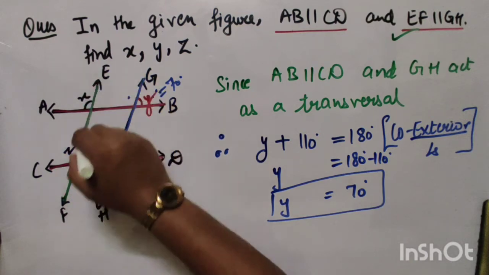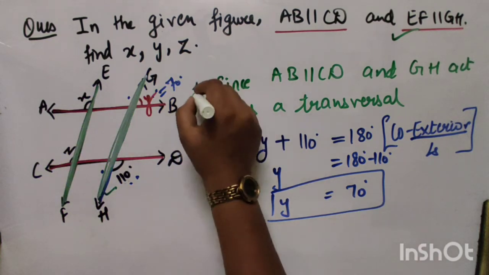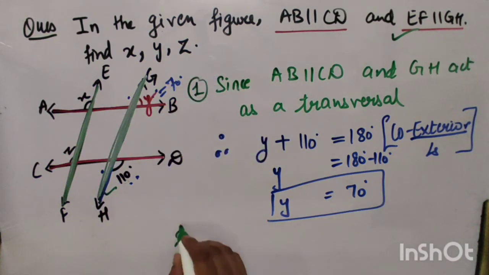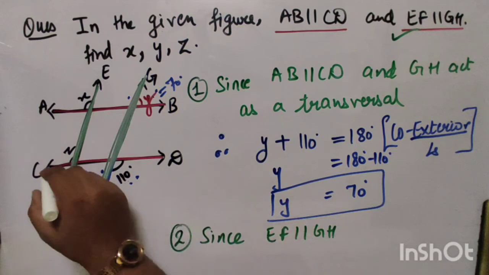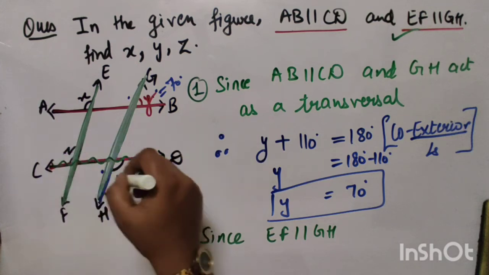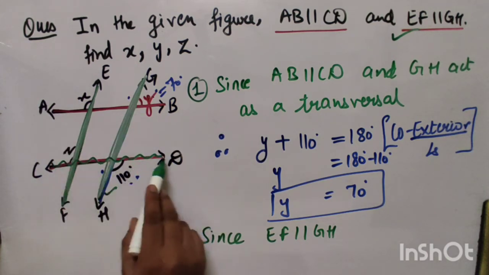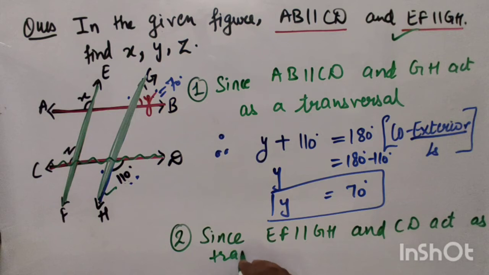As we can see, this line is parallel to this line, right? So this is the first thing that we have done. Now I'm going to do the second thing. I'm going to write, since EF is parallel to GH, which is acting as a transversal now? This CD. If I'm going to find any relationship between these two angles, I have to use this transversal only. So we can write EF is parallel to GH, and CD acts as a transversal here, right?